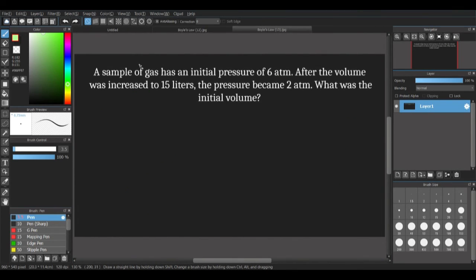We're going to try another one together. So here we have a sample of gas has an initial pressure of 6 atmospheres, and after the volume was increased to 15 liters, the pressure became 2 atmospheres. What is the initial volume? So just like in the last question, we're going to write our formula first. P1V1 equals P2V2, and then we're going to write our givens. We're told that our initial pressure is 6 atmospheres. And then we don't know what V1 is. That's what we're looking for.